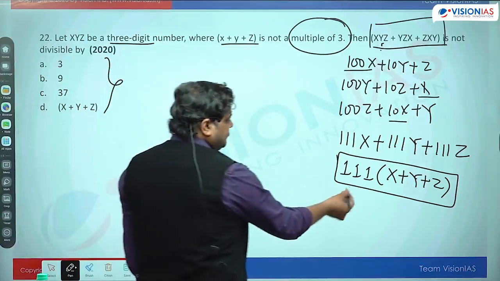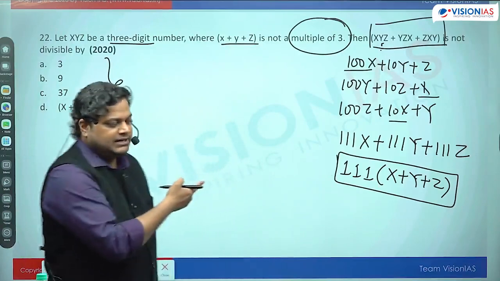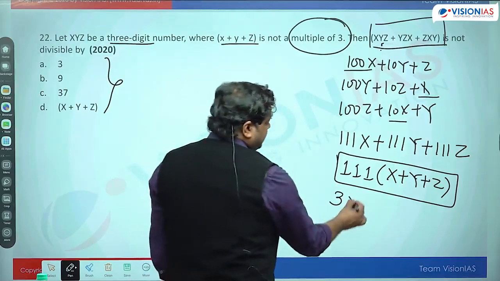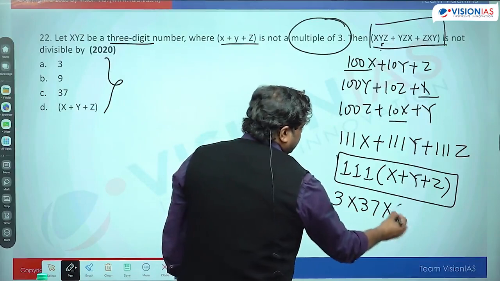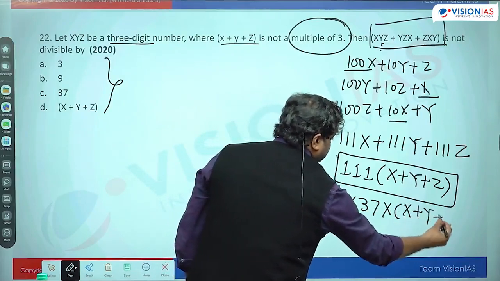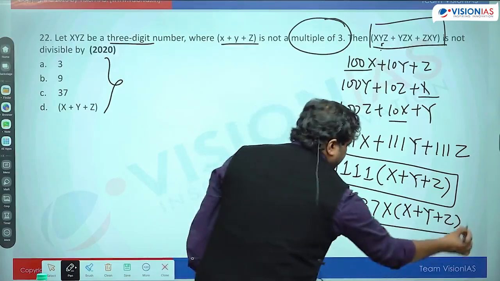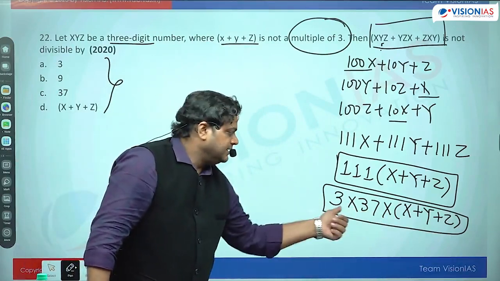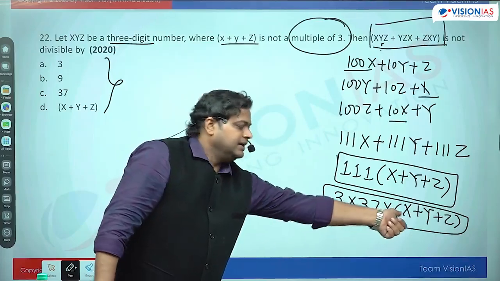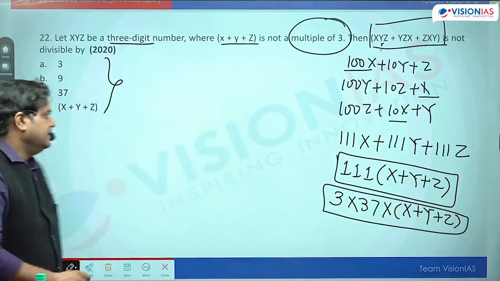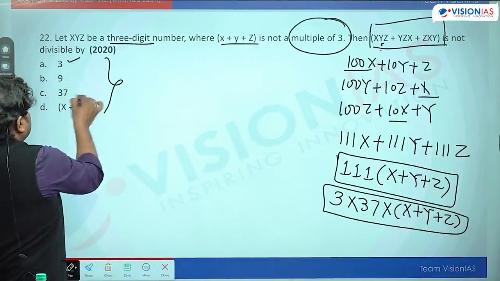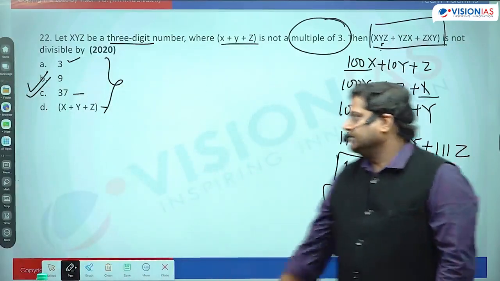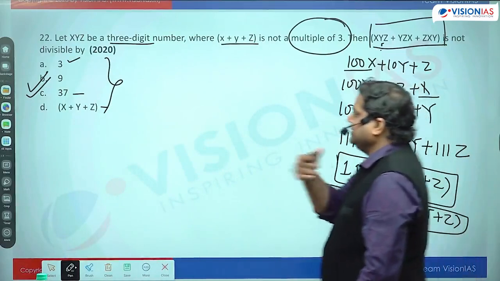अब this number is divisible by 111 को we can write 3 into 37 into x plus y plus z. This is the number. So this number is divisible by 3, 37, x plus y plus z. कौन सा बचा? 9. 9 से नहीं जाएगा. So answer will be 9.